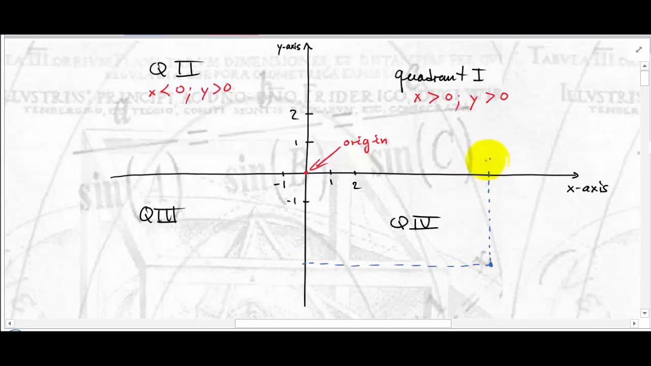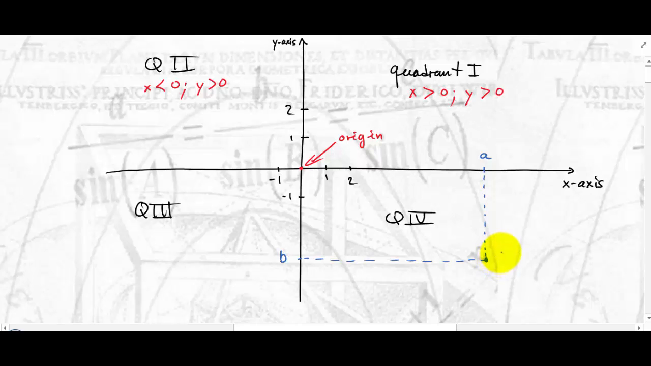Okay? So suppose this is a and this is b. You would write the coordinates of the point as (a, b). In this order, this is an ordered pair. The order matters. The first one is the x and the second one is the y. Okay, I think that was completely obvious. Let's move on to the first formula. Again, this is a review.